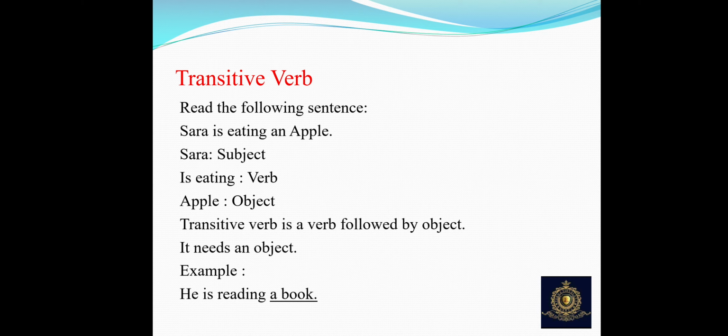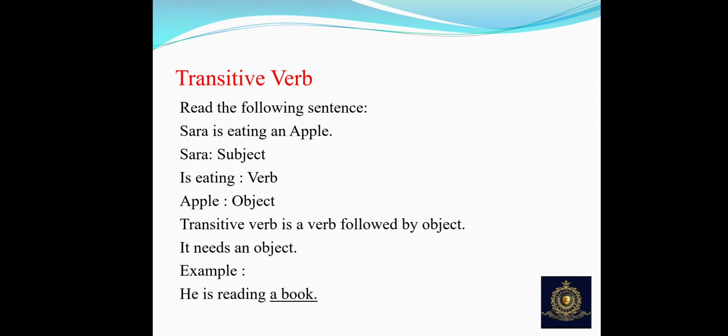Now, children, remember, a transitive verb is a verb which is followed by a direct object. It means that a transitive verb needs an object that answers the question what or whom. If you get the answer to the questions what and whom, then the verb used in the sentence is a transitive verb. Remember, if you notice a direct object in the sentence, the verb used in the sentence is always a transitive verb.